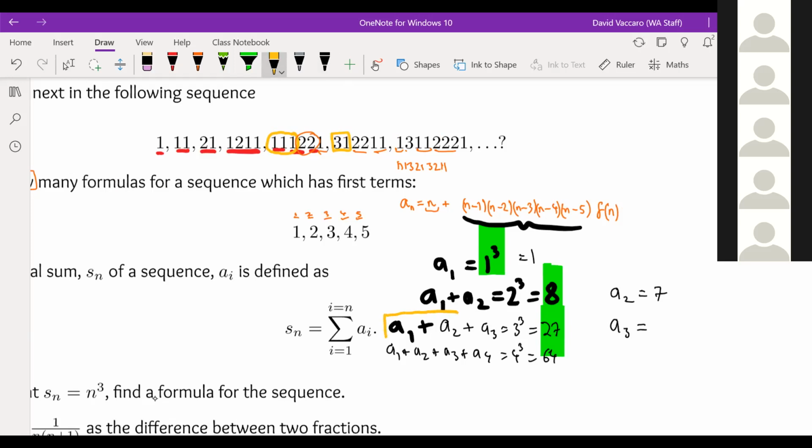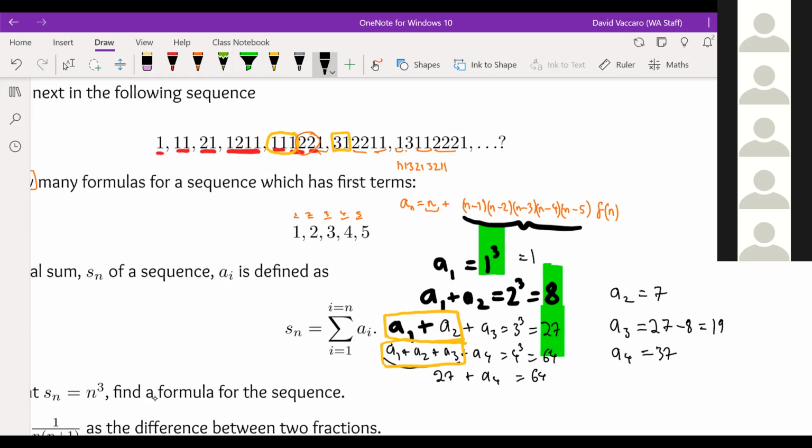Well, we know that A1 plus A2, so the first two terms, are 8. So A3 is going to be 27 take away 8. And the people that put 19 into the chat are correct. And similarly, A4, well, we can block off the sum of the first three terms, A1 plus A2 plus A3. We know that they're 27. 27 plus A4 is 64. And so A4 is 37.